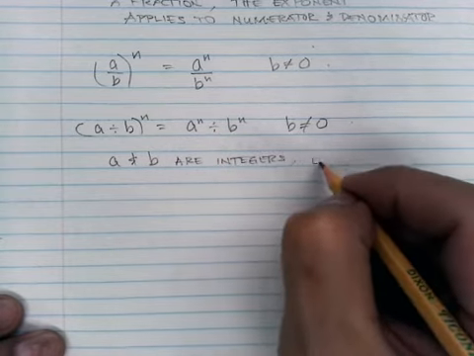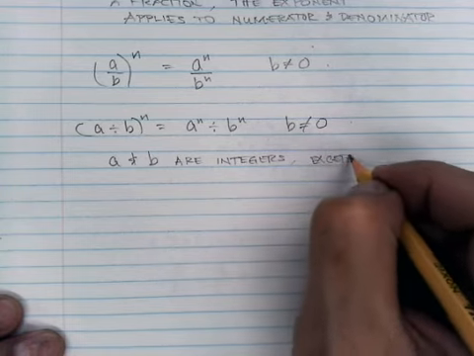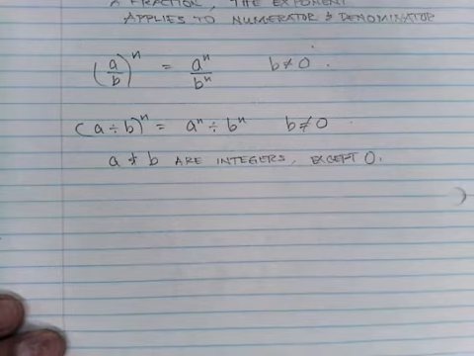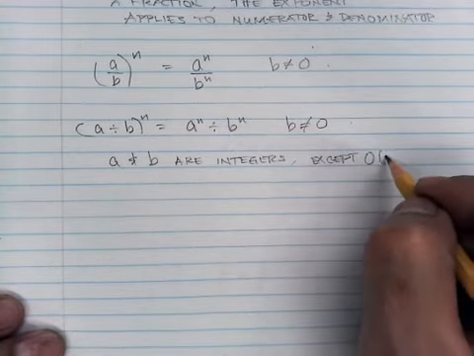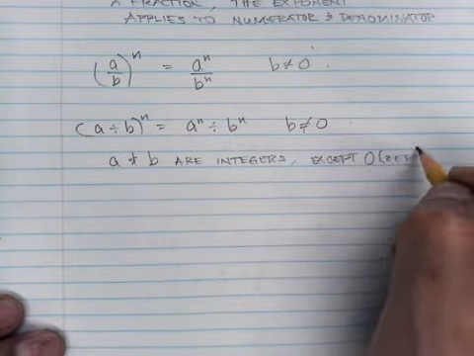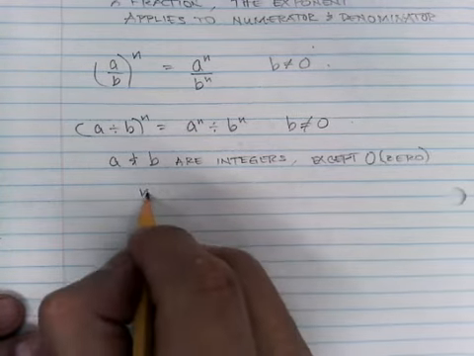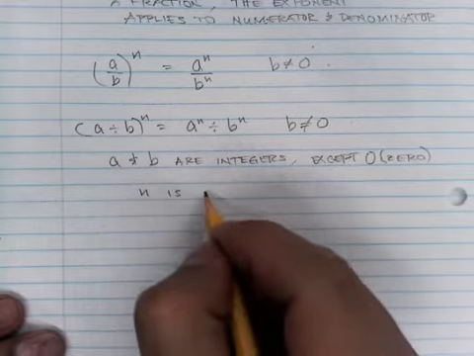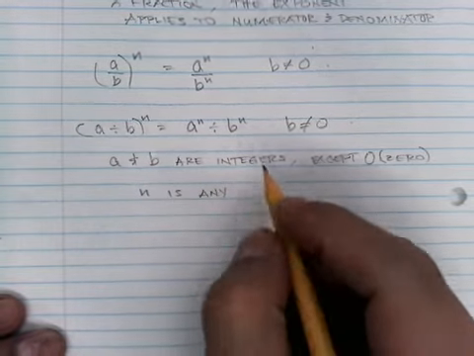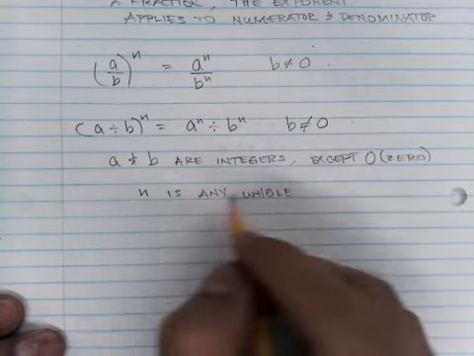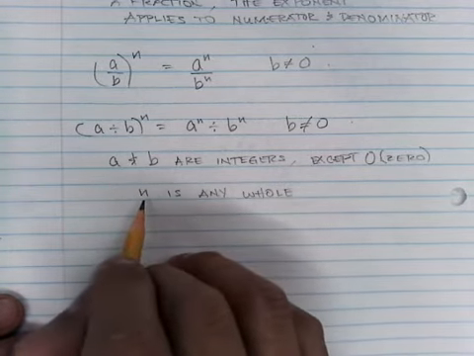Again, always except 0. Okay. You can't have a base of 0. This is 0. N is any whole number. Yes, whole number.